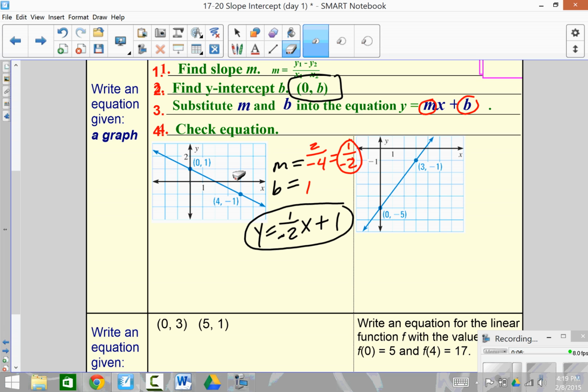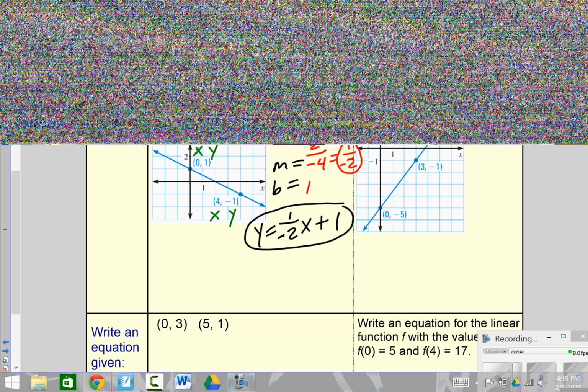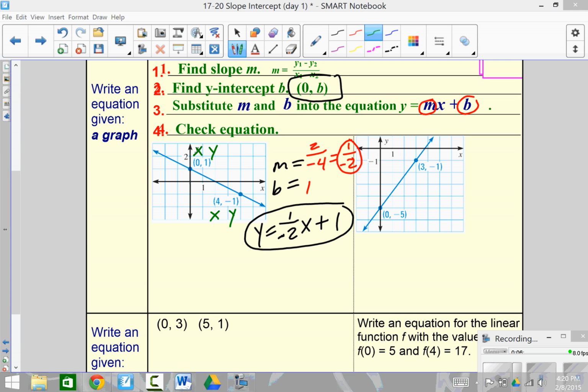Well, on this graph, there's 2 ordered pairs that are labeled. So in this ordered pair, you know that the 0, 1, that's your x and y. This 4, negative 1, this is also an x and y. Remember, that's the third part of y equals mx plus b. Well, both of these ordered pairs, if I plug them into my equation, they should work. They should be a solution to the equation. So let's give it a try.